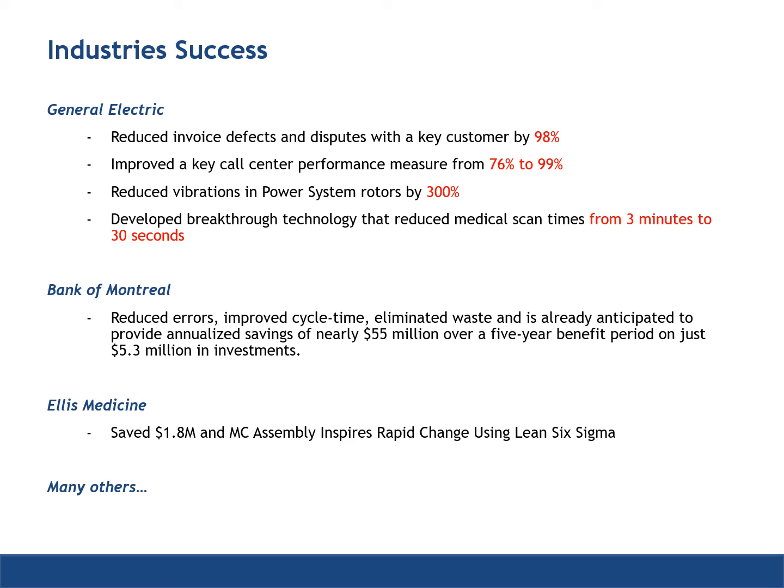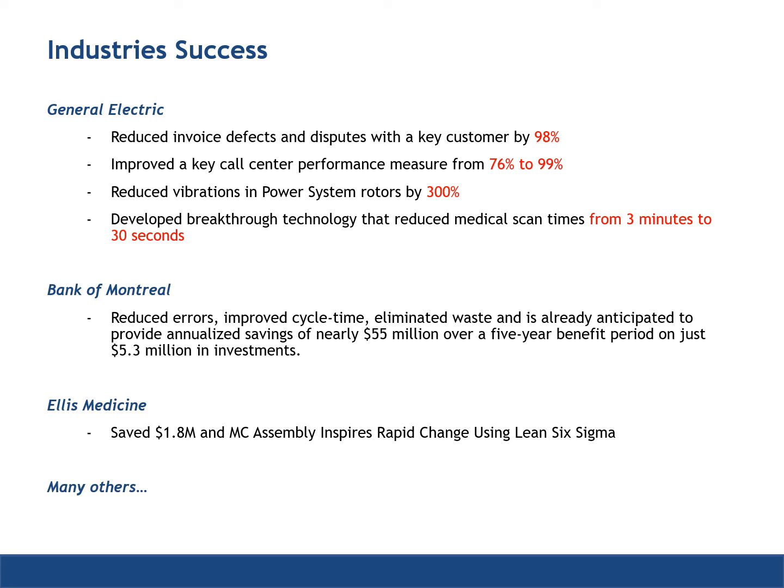Bank of Montreal is another firm, from the financial space, that implemented Lean Six Sigma to reduce errors, improve cycle times, and eliminate various types of waste that we will also uncover in this course. From implementing it, they were able to annualize a saving of 55 million over a 5-year benefit period with an investment of just 5.3 million. If you think about that, that's about 10 times the return on investment, just from using Lean Six Sigma principles.